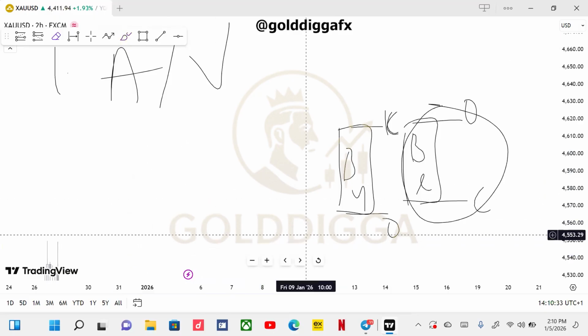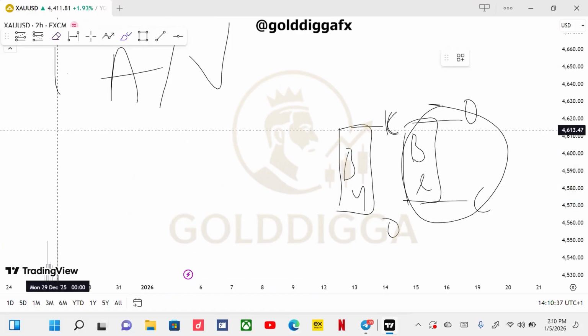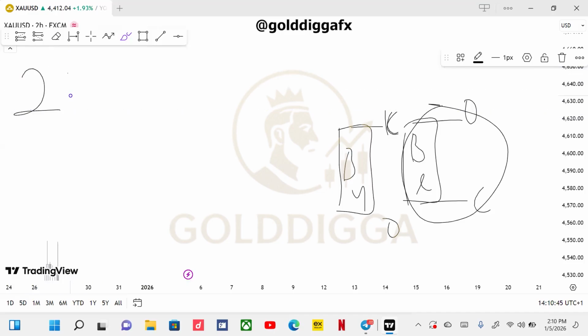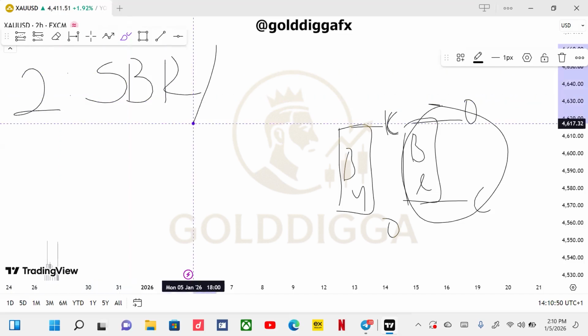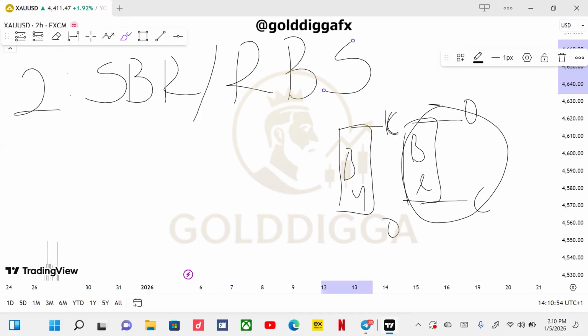The next style of support and resistance we have is what? Let's go for number two. The next style we have, two, is SPR slash RBS. Okay, so this is the next style of support and resistance we have.